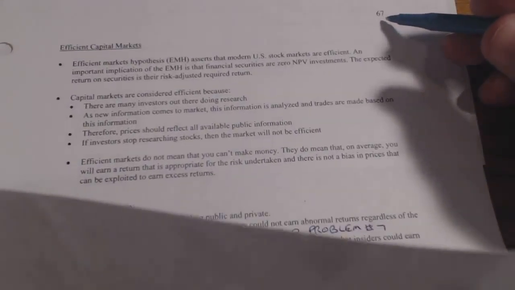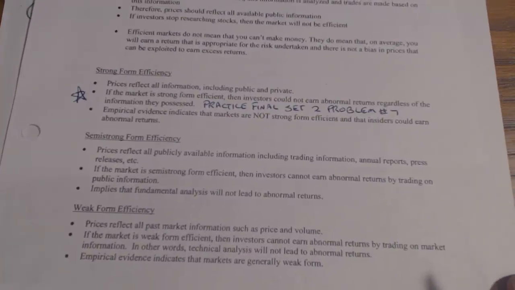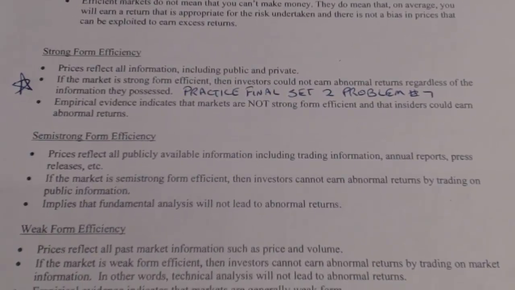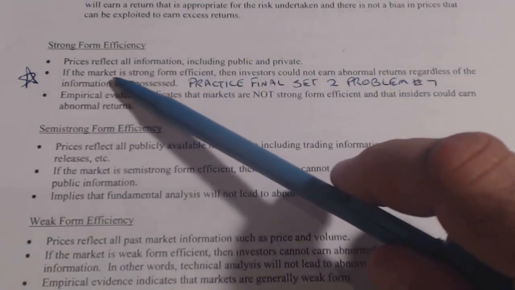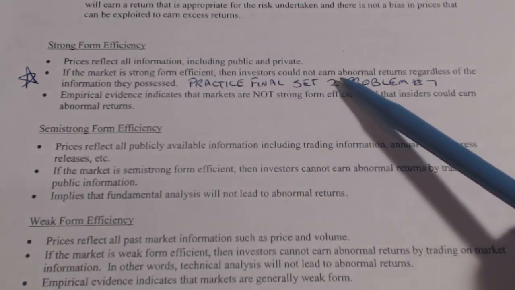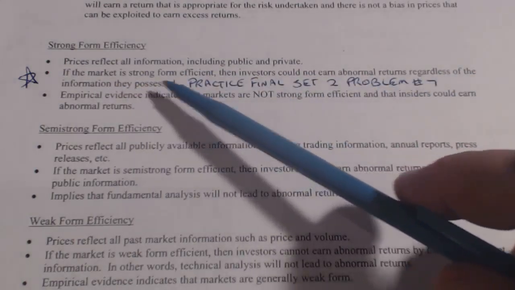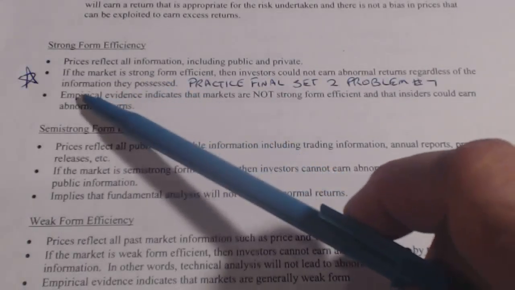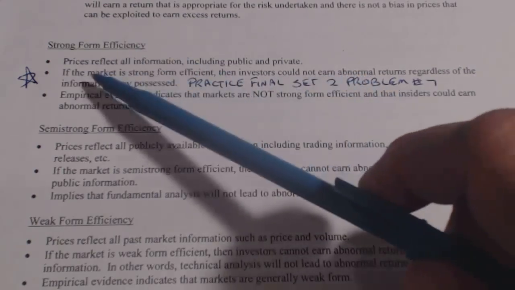Make sure you know this stuff because he's not going to give you the same question. It'll be from one of the other forms if it shows up on the test. But just so you notice, on the strong form of efficiency, it says if the capital market is strong form efficient, then investors could not earn abnormal returns regardless of the information they possess. So even if you have insider information, you're not going to get abnormal returns in strong form efficiency.